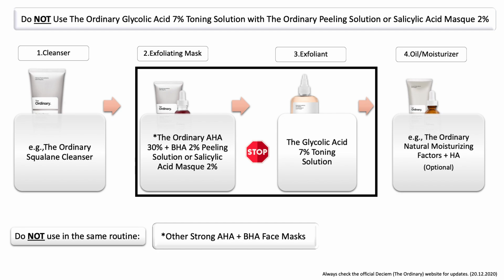Since the Ordinary 2% salicylic acid mask as well as the peeling solution all include exfoliating acids, quite a lot of it, like the percentage of those exfoliating acids is quite high. So if you would use it in a routine like this, it's like you would double exfoliate your skin, which can lead to skin irritation. So please avoid this combination.